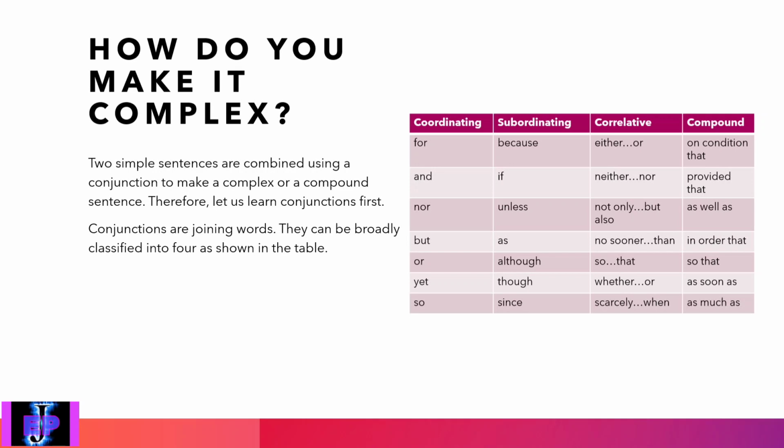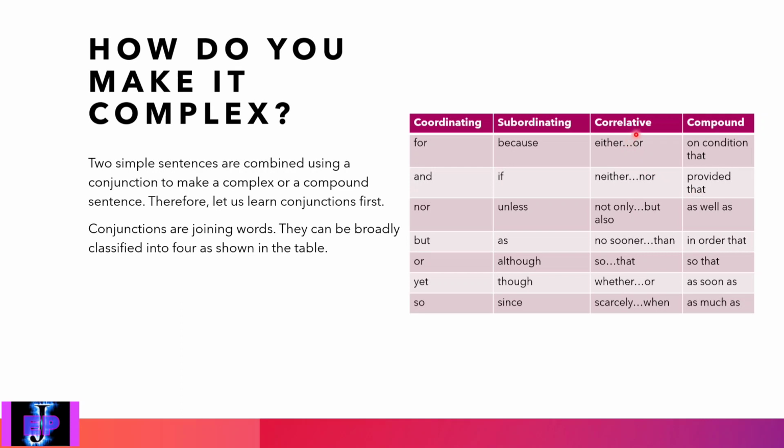Then there are some subordinating conjunctions. You can see that because is a subordinating conjunction, and then if is a subordinating conjunction, like that. Unless is a subordinating conjunction, as is a subordinating conjunction, which you have seen already in use in the previous slide. Although is a subordinating conjunction, though is another one, since is also a subordinating conjunction.